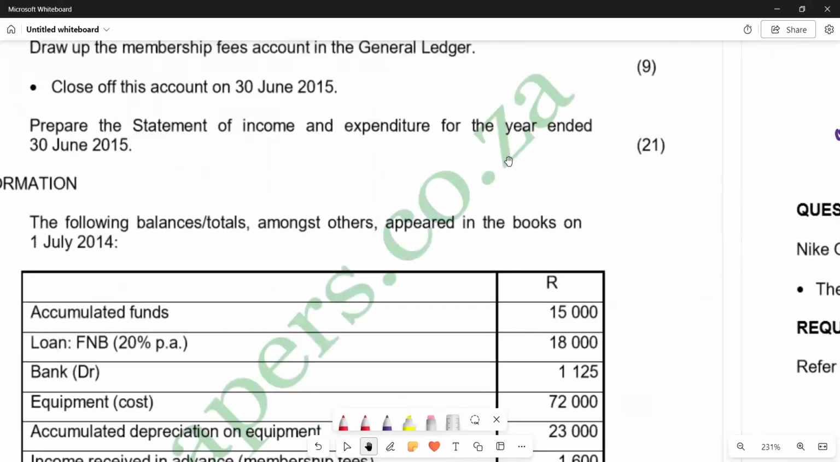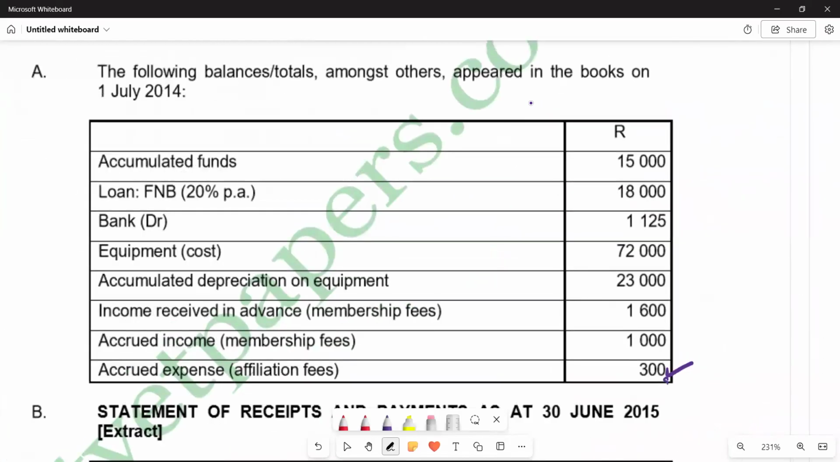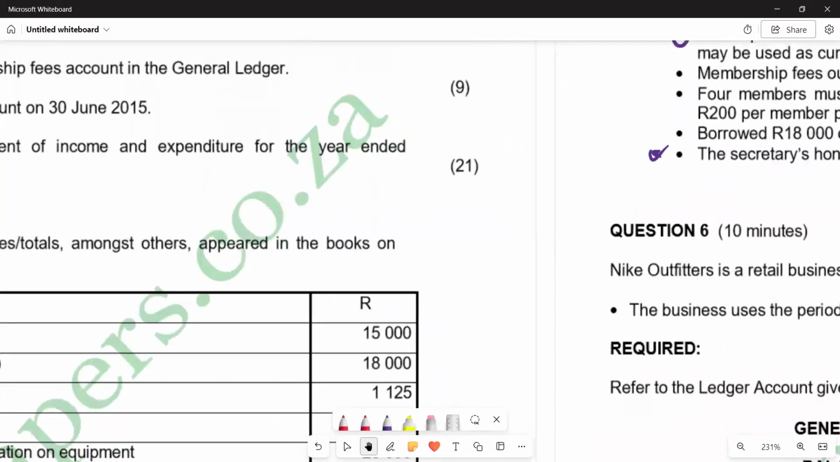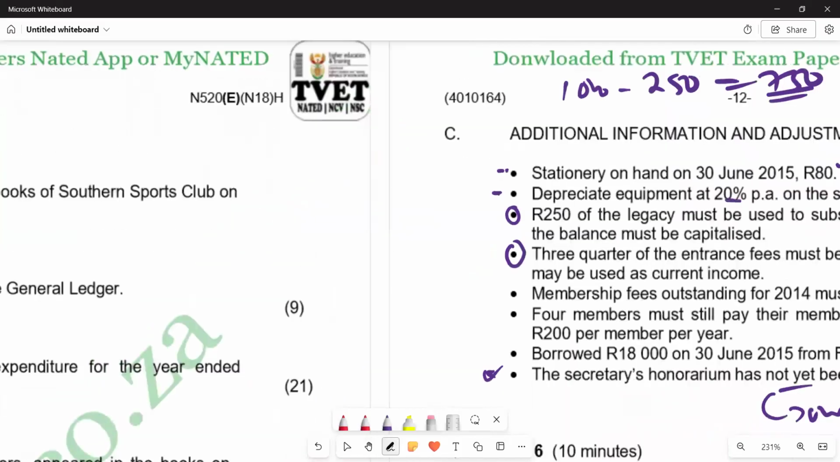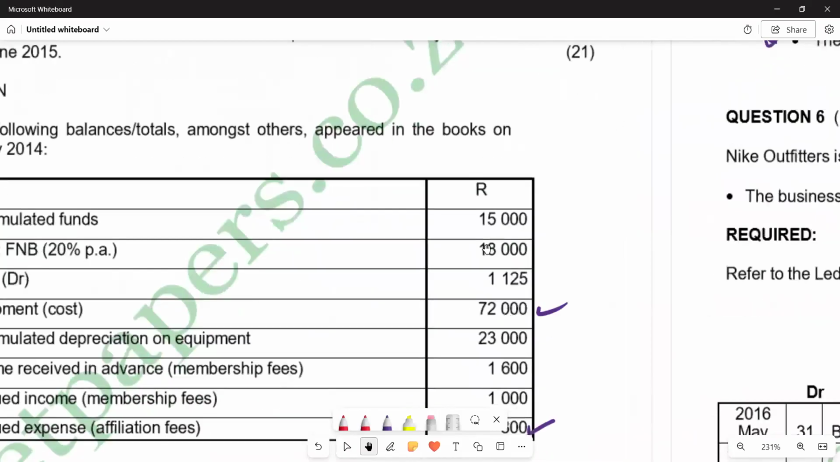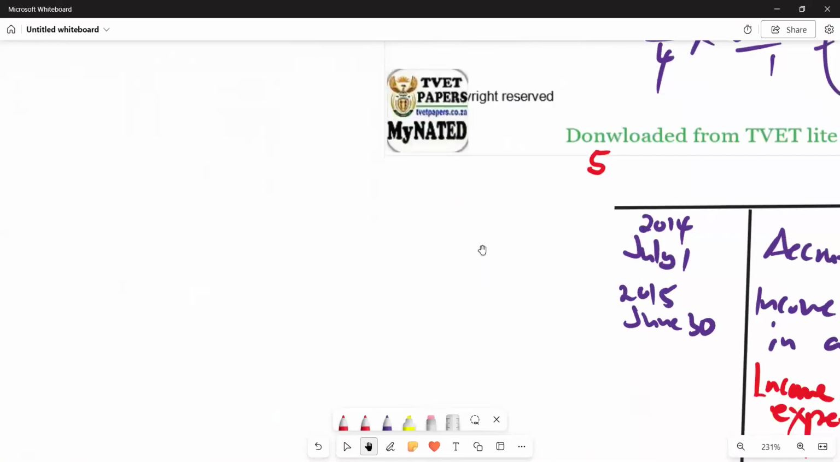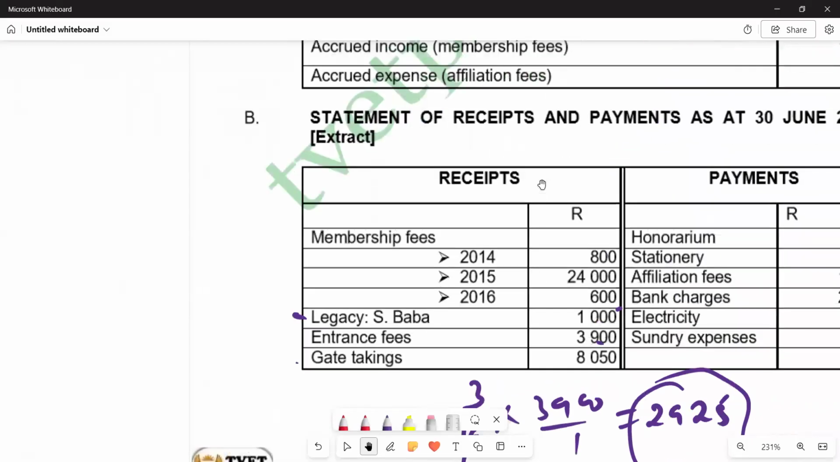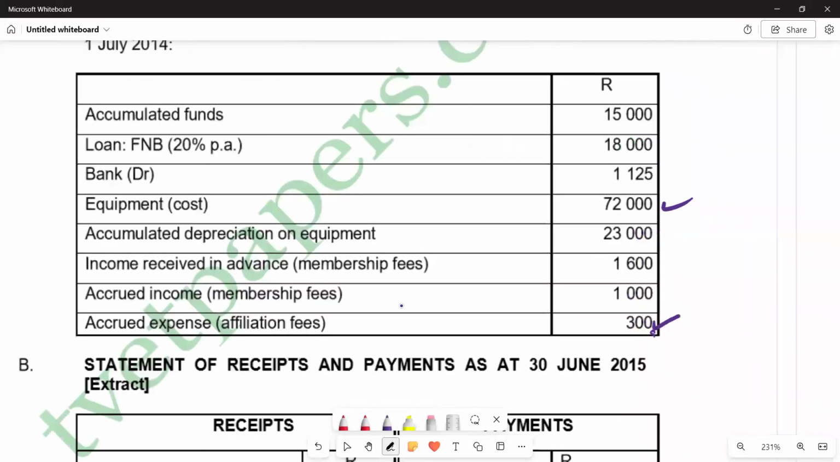Then I will check the cost now of our equipment. It's given at the beginning of the period. So you see that our cost is 72,000 here, and the percentage that we are given is 20%. So we are just going to say 20% of the cost that we have. So the cost that we have is 72,000. Then we multiply by 20% to get the depreciation for the period.